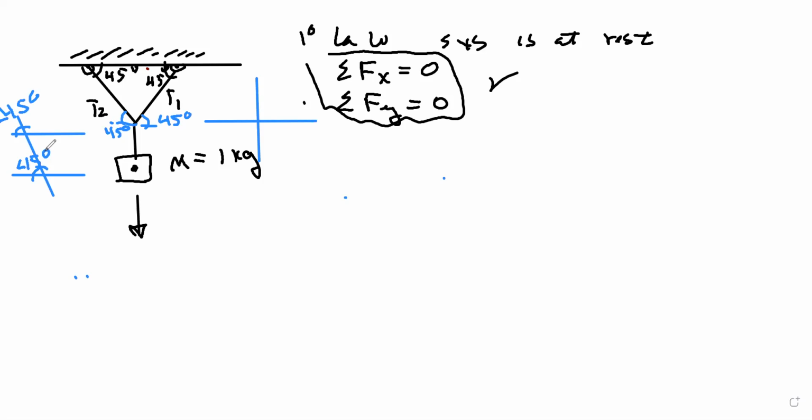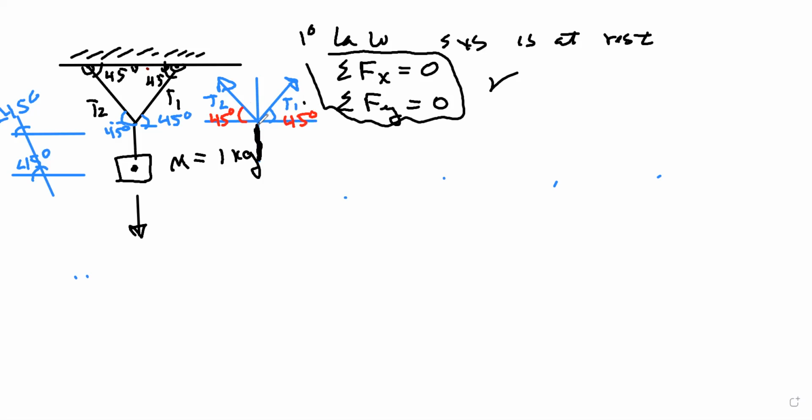So we can say that we have a tension coming this way, and we have another tension coming this way. This would be a vector, and this would be a vector, and we can call this tension 1, and we can call this tension 2, and this angle is going to be our 45 degrees. So this is going to be 45 degrees, and this one is going to be 45 degrees. And we have another vector, which is coming this way.